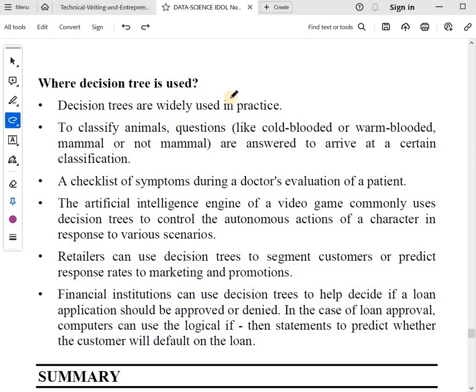Now, where will I use the decision tree? First of all, because decision trees are easy to construct, easy to understand and easy to explain, they are widely used. So maybe I want to classify the animals. I have a checklist of symptoms during a doctor's evaluation of a patient. For video games, whenever AI algorithms are used, decision tree is one of the algorithms that is used. Retailers can use decision trees to segment the customers or to predict the response rate to the marketing and promotion campaigns they are doing. Financial institutes will use decision trees to check whether the loan should be approved or no, or to predict whether the customer will repay the loan or not. In all these cases, you can use decision tree.